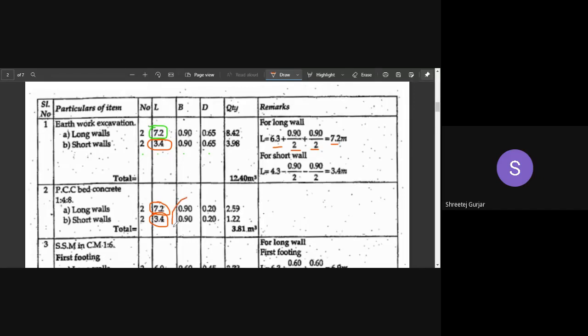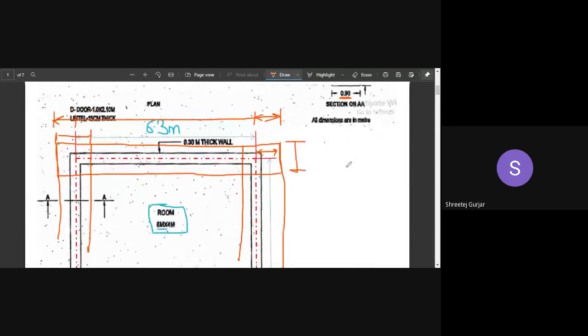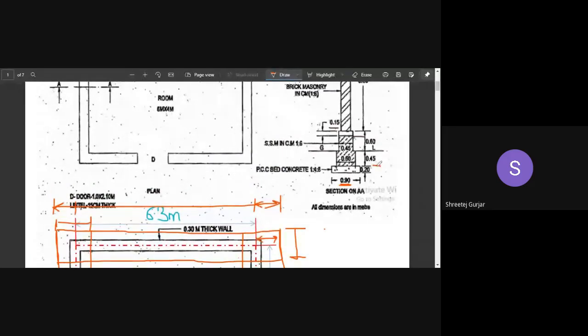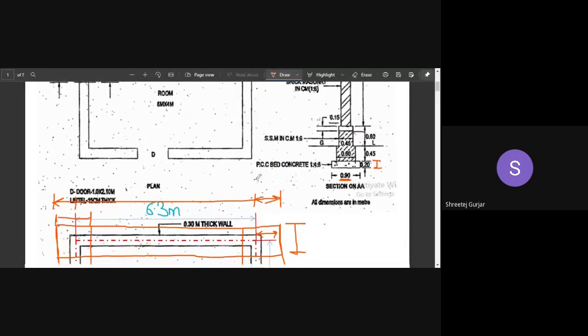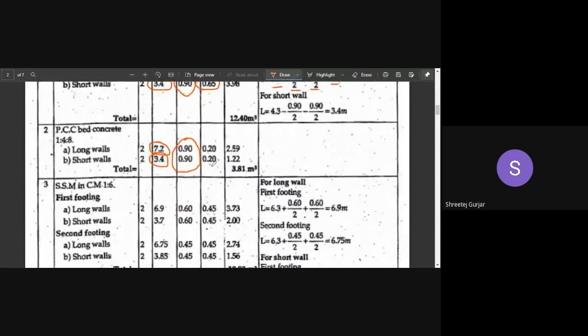And as I said, the width is also the same for your PCC bed and your earthwork excavation. The thing that varies is your depth. Your depth here was 0.65, from your ground level to your foundation level. But what is the depth of your PCC bed? It is only 0.2, so you have to write 0.2 here.